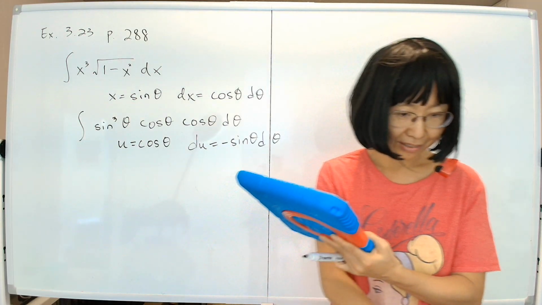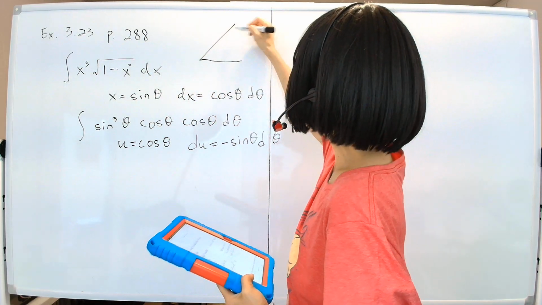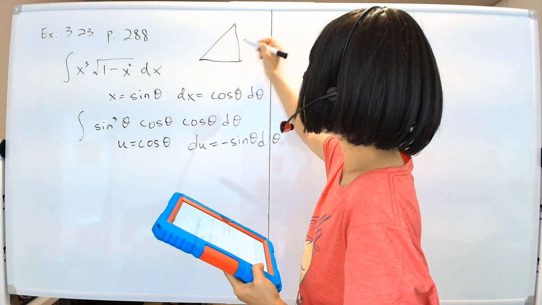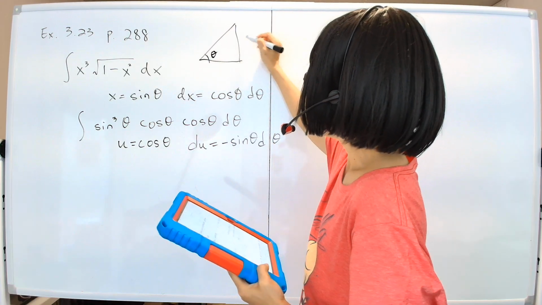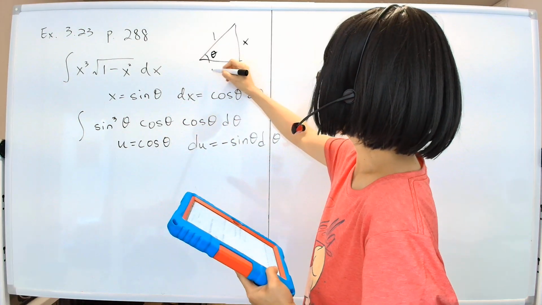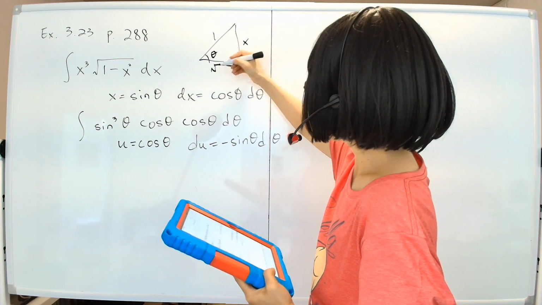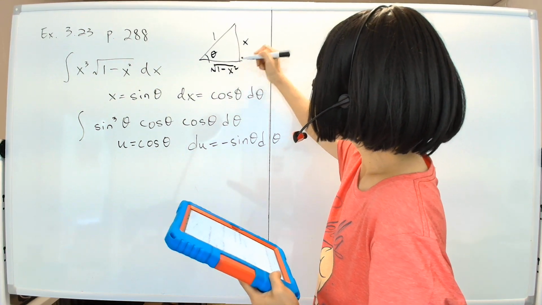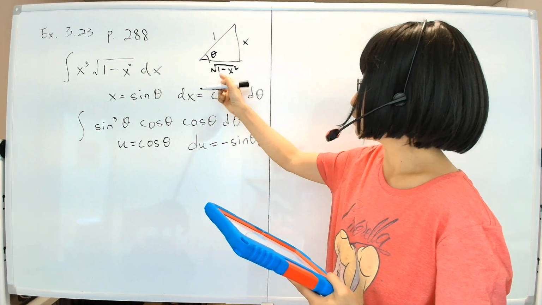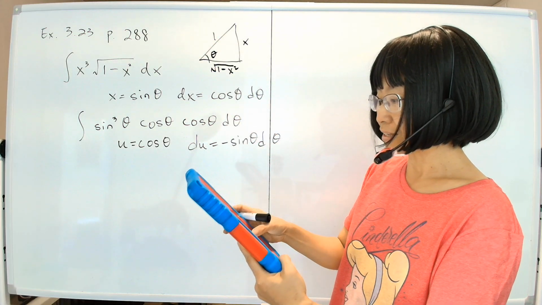Let's see. Give me a second here. To figure out cosine theta, we have to draw that triangle again. Or you can do it in your head if you've done this enough times and finally got it memorized. So x equals sine theta. That means this angle is theta, this hypotenuse is 1, and this side is x. So x over 1 equals sine theta, which means the adjacent side by the Pythagorean theorem is the square root of 1 minus x squared. And then cosine theta becomes the square root of 1 minus x squared divided by 1, which is just the square root of 1 minus x squared, as it says.